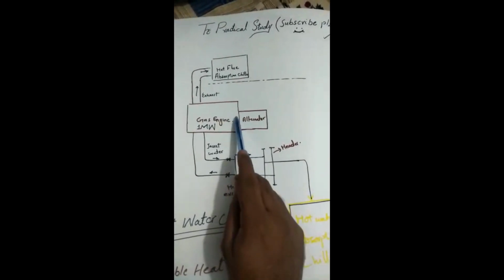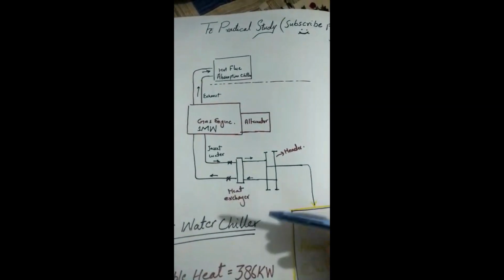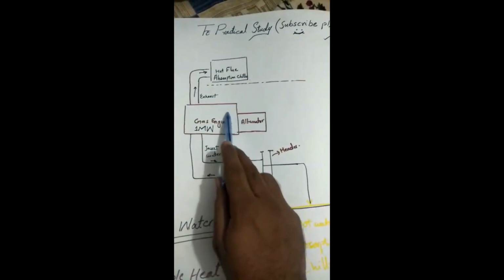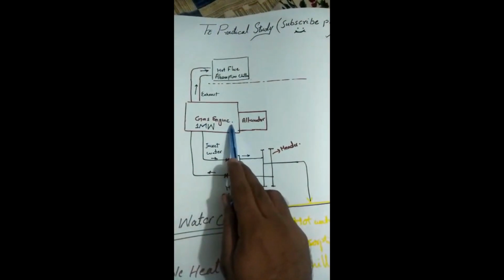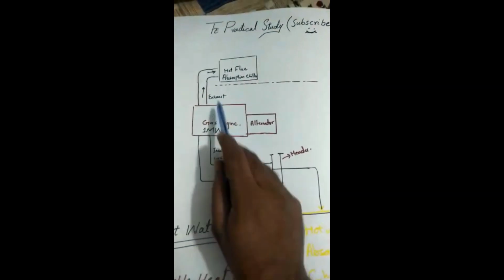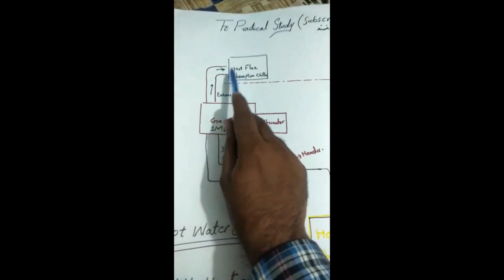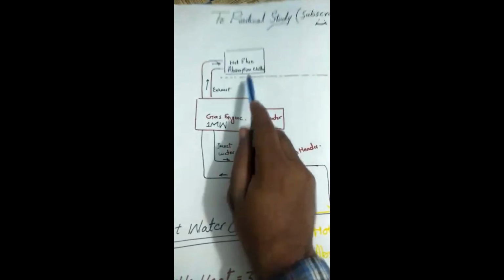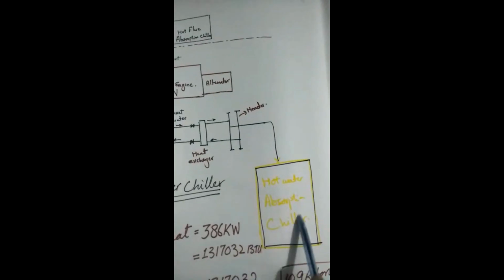Guys, today I am going to discuss a very interesting topic: if you have a 1 megawatt gas engine running at 80% load, how much chilling capacity can you get from the byproduct of the gas engine? What do I mean by byproduct? When a gas engine works, you can install a hot flue absorption chiller on its exhaust, and a hot water absorption chiller on its jacket water.